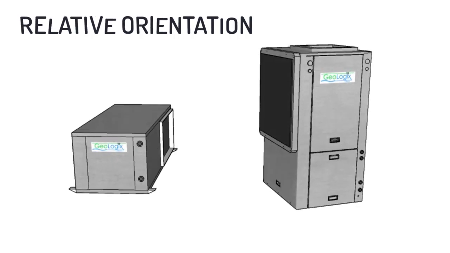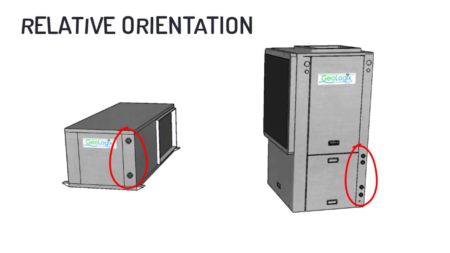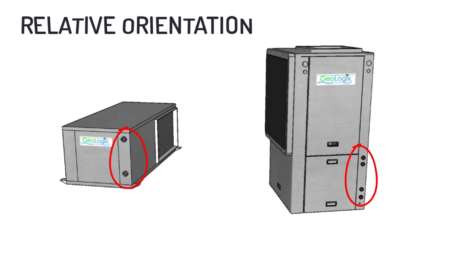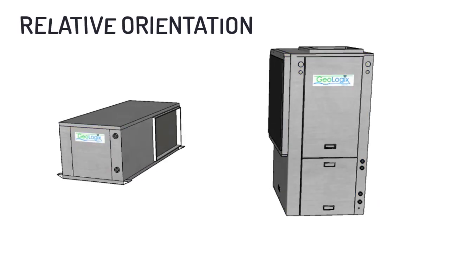In order to make this choice, first, locate the side where the fluid piping is connected. This will be the front. Regardless of horizontal or vertical, this will always be the front. From this vantage point, we can now ascertain what is left and what is right, what is back and what is top.